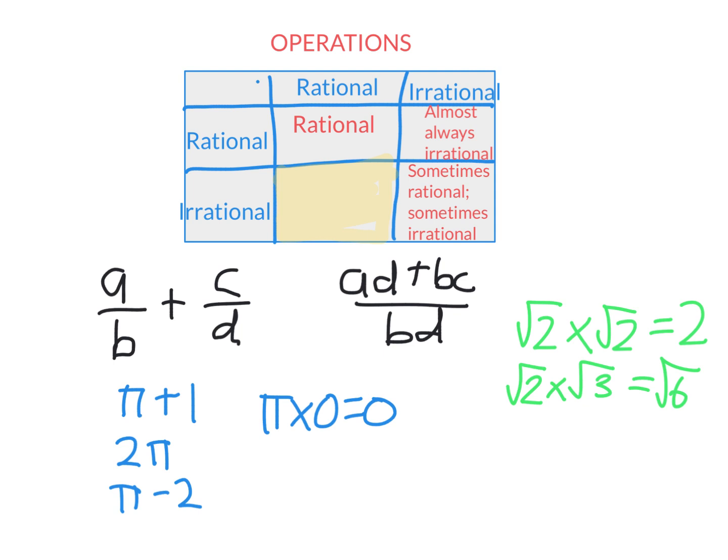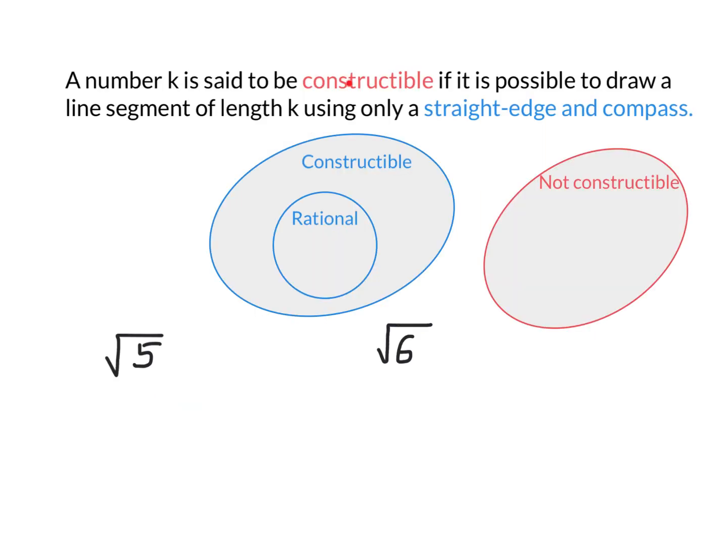All right, let's just take a minute now to look at constructible numbers. So a number k is constructible if it's possible to draw a line segment of length k using only a straight edge and compass. So here we're assuming that we can draw a straight line that has any integer length. So all integers are constructible. So 3 is an example of a constructible number.